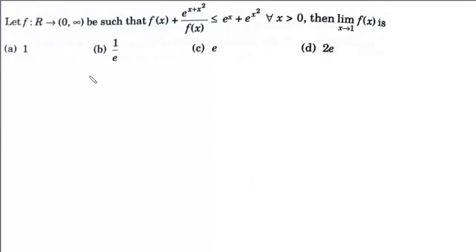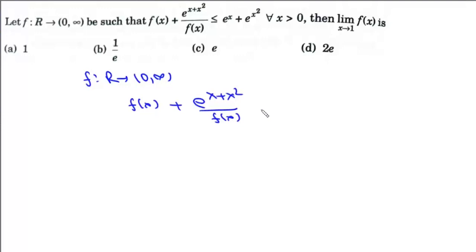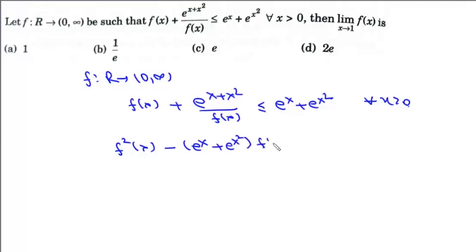Now here the question is, we are given this function f defined from R to (0, infinity) such that f(x) plus e to the power x plus x square upon f(x) is less than or equal to e to the power x plus e to the power x square for all x greater than 0. Now since f(x) is positive, we can rearrange this inequality as f square x minus (e to the power x plus e to the power x square) f(x) plus e to the power x into e to the power x square should be less than or equal to 0.